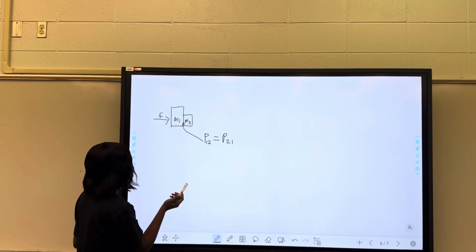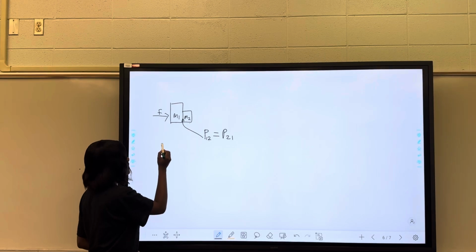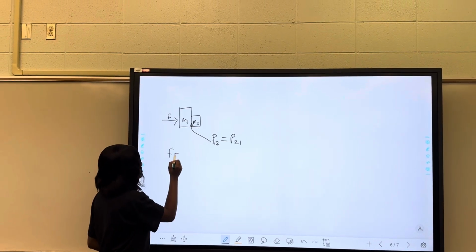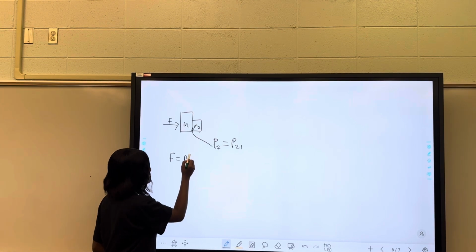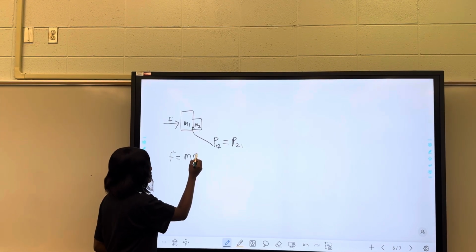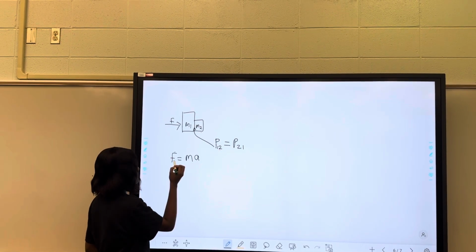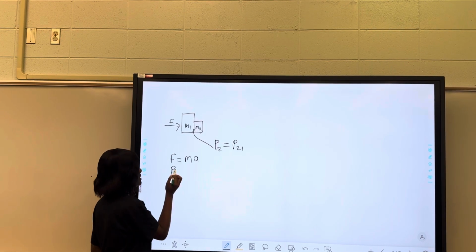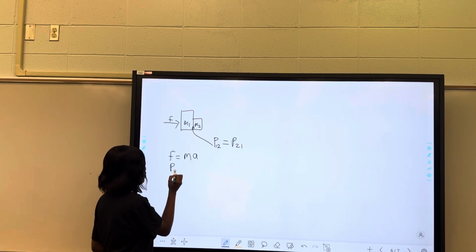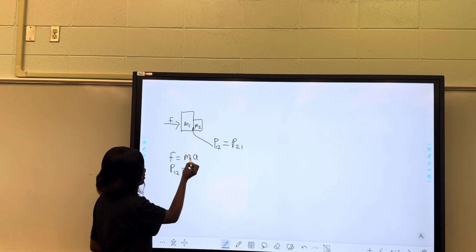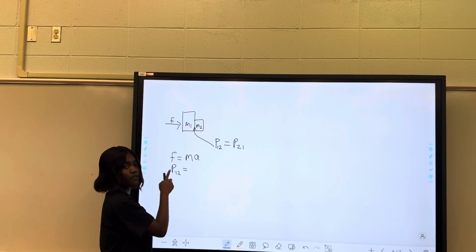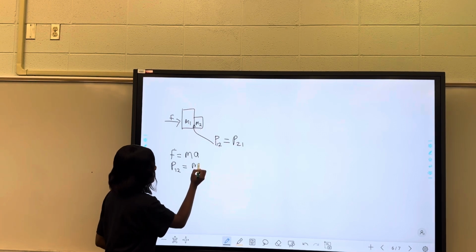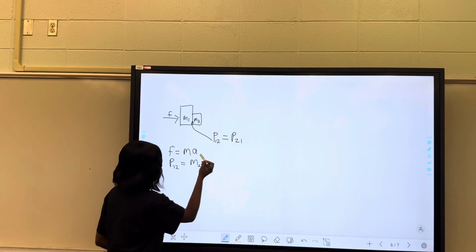For this force, according to Newton's second law, the force is equal to the mass times the acceleration, and we can just use one of these. Since this is the contact force between them, P12 will be equal to the force acting on 2 by 1, which will be the mass of 2 times the acceleration of the system.